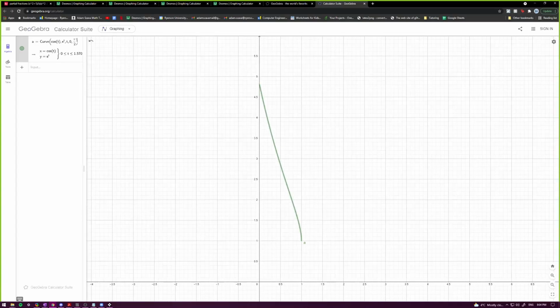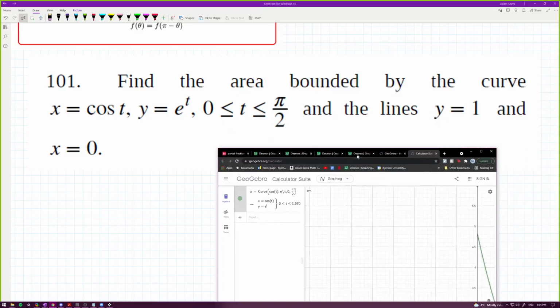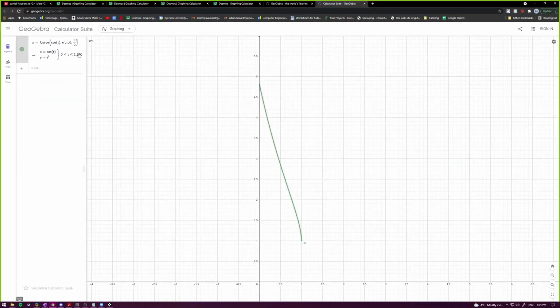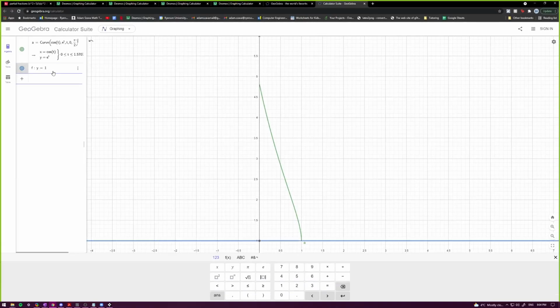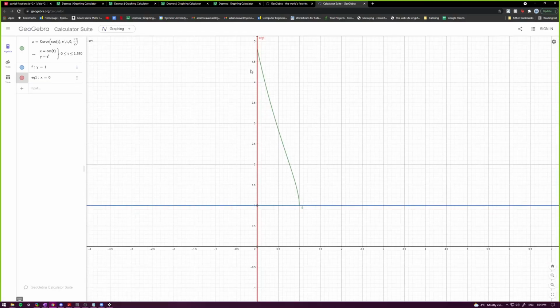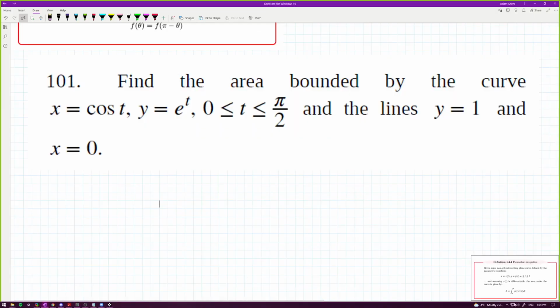And now the integral of this parametric curve. The question says to find the area bounded by the curve, y equals 1 and x equals 0. So let me plot that here. y equals 1, x equals 0 is right here, so we're really looking for that area. The way you do it is you just use the formula to integrate this. Let's find the formula: parametric integration. You use the basic formula for parametric integration, which is this.